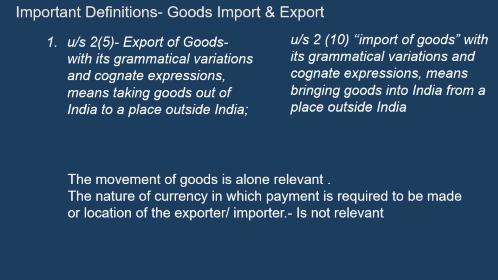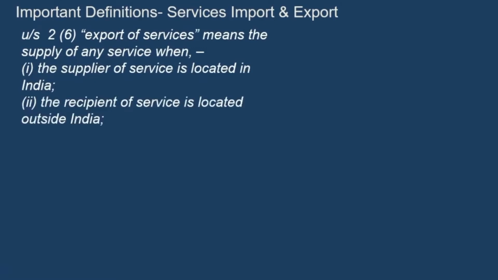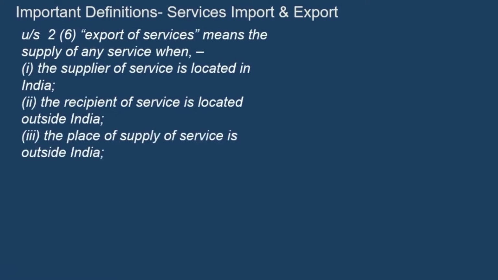Now let us move to the definitions related to export and import of services. Section 2(6) defines export of services as the supply of any service when, number one, the supplier of service is located in India. Number two, the recipient of service is located outside India. Obviously, you are supplying services from India, so the person who is providing services is in India, and the person who is receiving services is outside India. Number three, the place of supply of service is outside India.